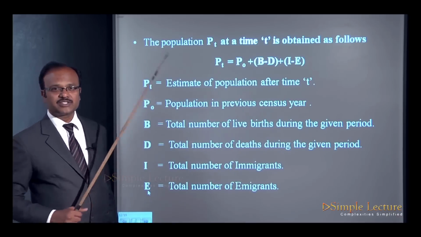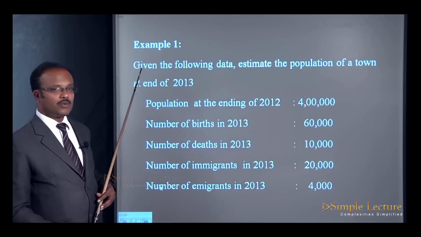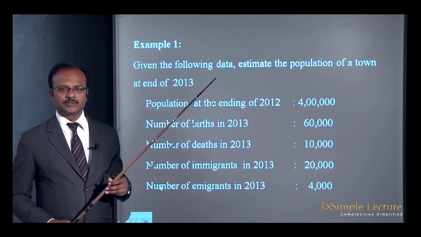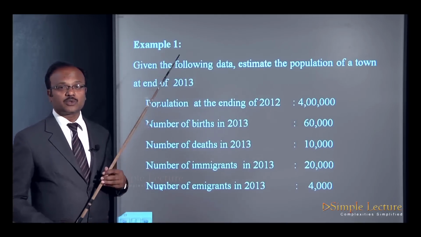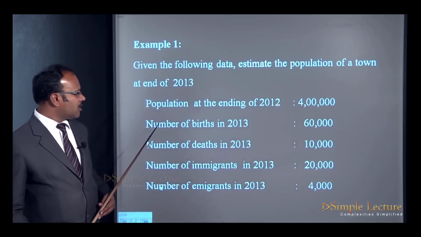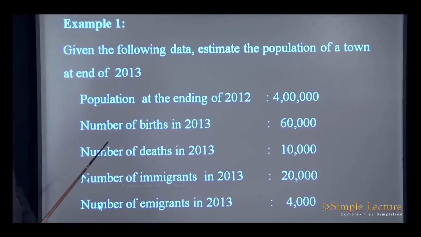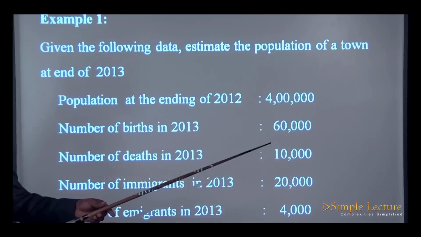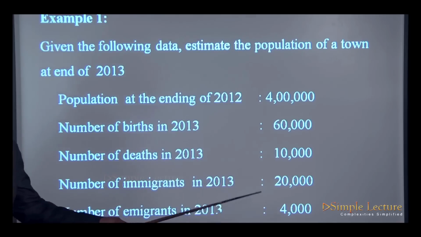Shall we try to understand this with a problem? Given the following data, estimate the population of a town at the end of 2013. So we have to find the population in a particular town at the end of the year 2013, given the population at the end of 2012 is 4 lakhs. The number of births in 2013 is 60,000, and the number of deaths in 2013 is 10,000. The number of immigrants in 2013, that means who come from another country to our country, is 20,000. And the number of emigrants, that means who go from our country to another country, is 4,000.